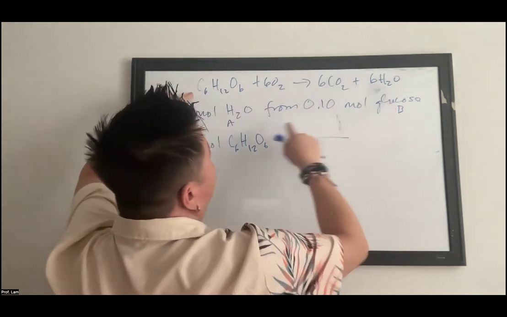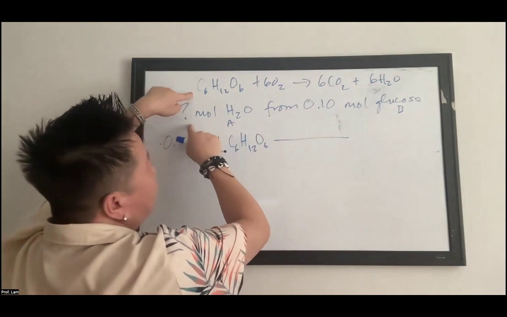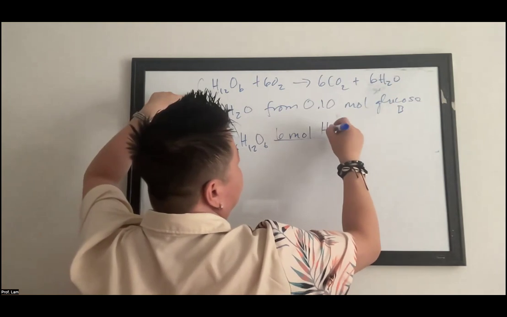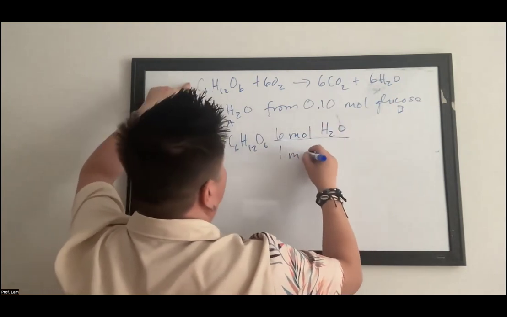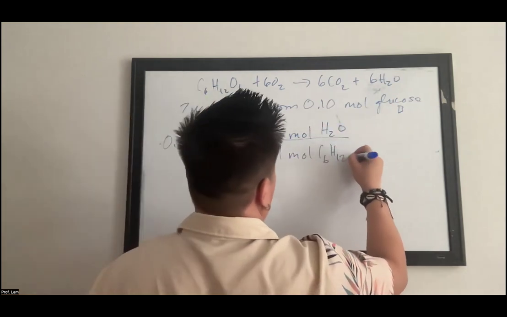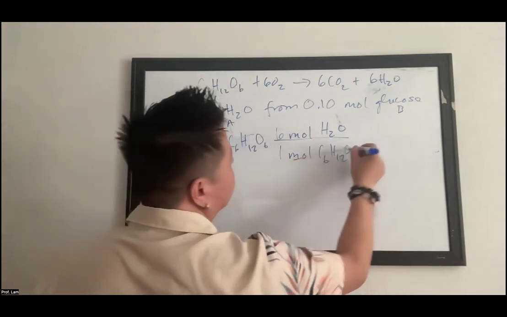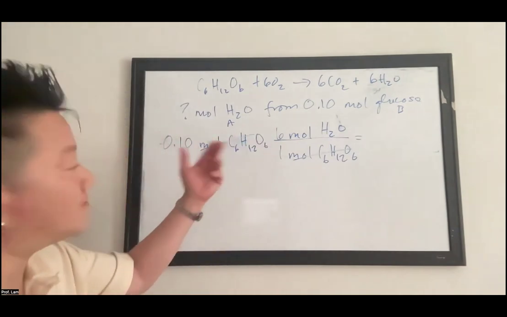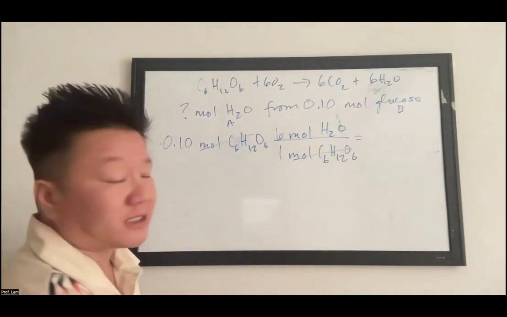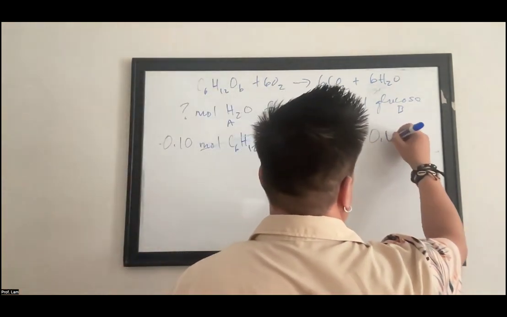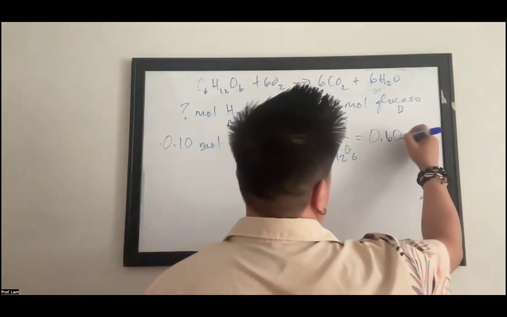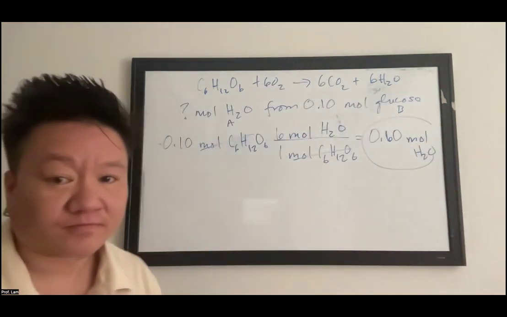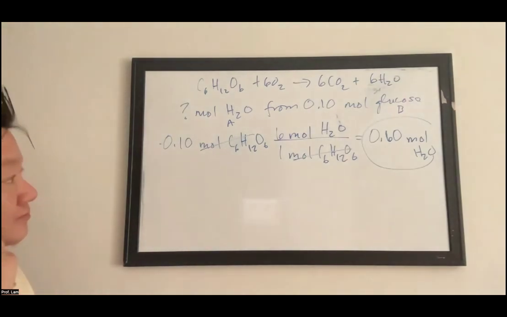And since we want water out, because the question is how many moles of water, you're going to want to put 6 moles of water on top and 1 mole of C6H12O6 on bottom, just like that. So it turns out it's a multiplication. 0.1 times 6 is 0.6, which with 2 significant figures makes 0.60 moles of H2O. Pretty simple.